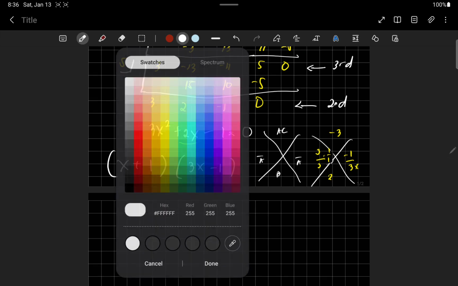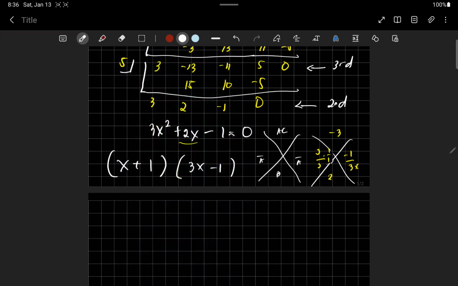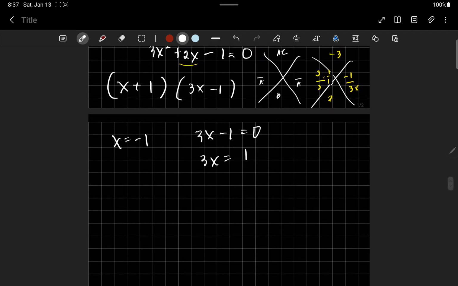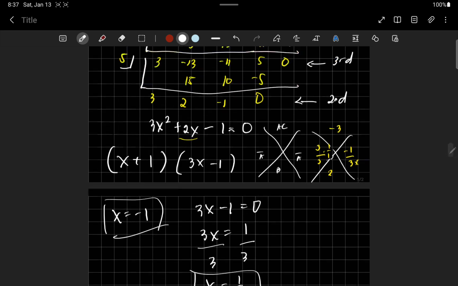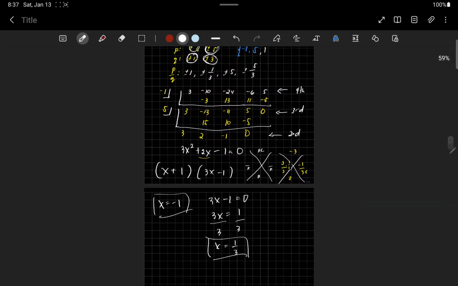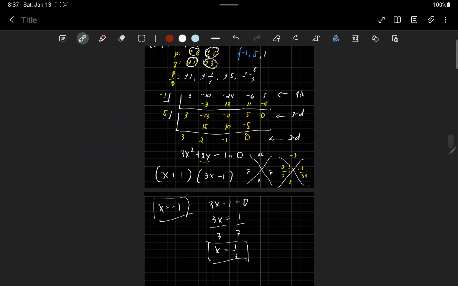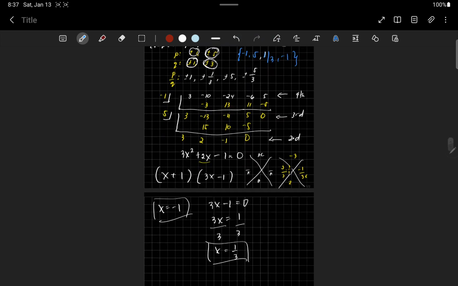Okay? So, let's go back sa ating factored form. If we have x plus 1, our x is equal to negative 1. If we have 3x minus 1, equate to 0. Transpose negative 1 to other side, you have positive 1. Then divide both side by 3. Your x is equal to 1/3. Now, our roots are, you have here 1/3 and negative 1. So, kung mapapansin natin na ulit si negative 1.